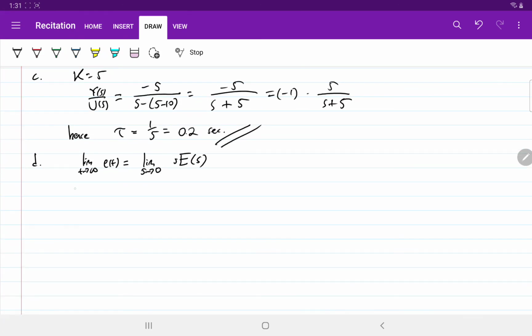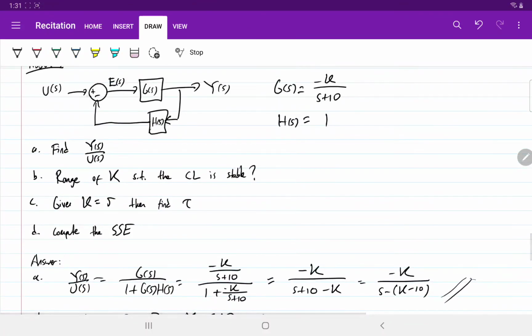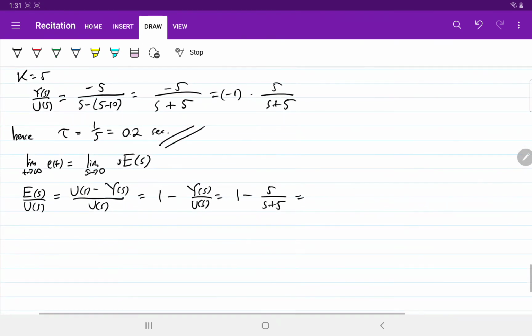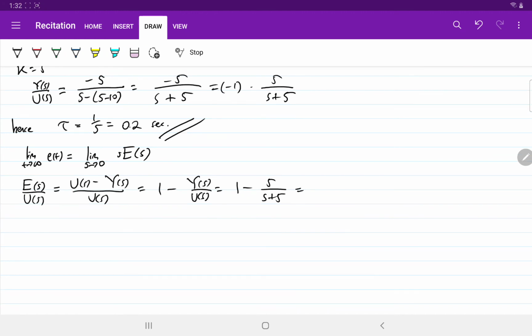So we need to compute e of s. The error is U of s minus Y of s, right? Let us divide this by U of s, so 1 minus Y of s over U of s. This transfer function is 1 minus minus 5 over s plus 5. Sorry, this is minus 5, so this is s plus 5 minus minus 5, so s plus 10 over s plus 5. So e of s is s plus 10 over s plus 5 times U of s.